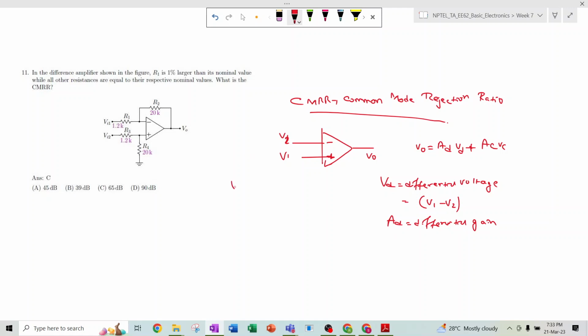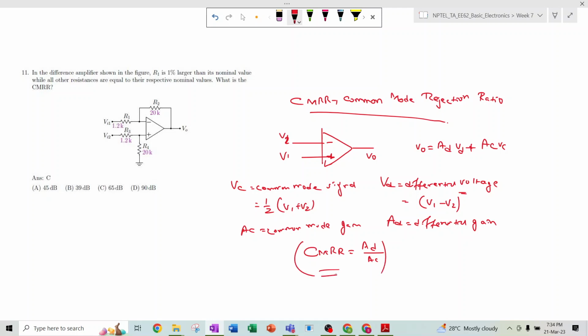Similarly, VC is the common mode signal. This is a differential signal or differential voltage. This is the common mode signal or common mode voltage. Common mode voltage how much? Half into V1 plus V2, and AC is the common mode gain. So now CMRR, that is common mode rejection ratio, can be defined as AD divided by AC. By doing AD divided by AC, we get the CMRR.